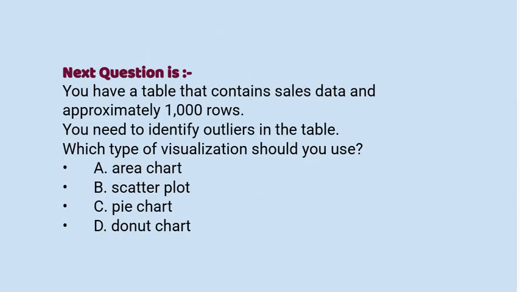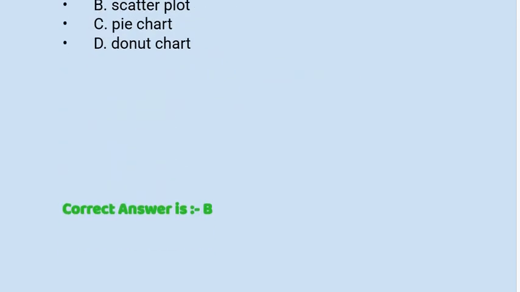Question is, you have a table that contains sales data and approximately 1000 rows. You need to identify outliers in the table. Which type of visualization should you use? Option A, area chart. Option B, scatter plot. Option C, pie chart. Option D, donut chart. Correct answer is option B.